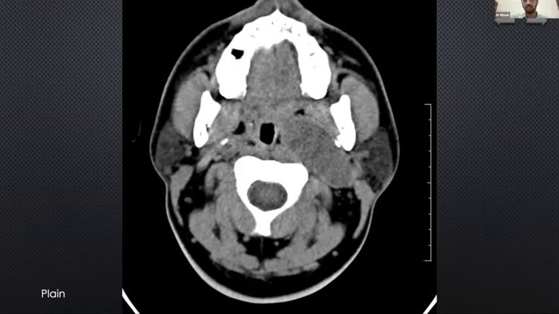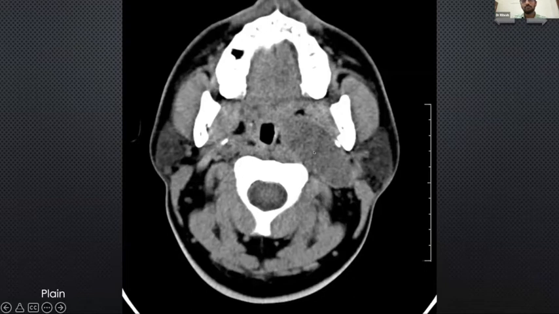Can you use the pointer? Yes, sir. See the fairly well-defined hypodense lesion in the carotid space. I could say that because the parapharyngeal fat is being pushed medially, so we can tell it is from the carotid space.